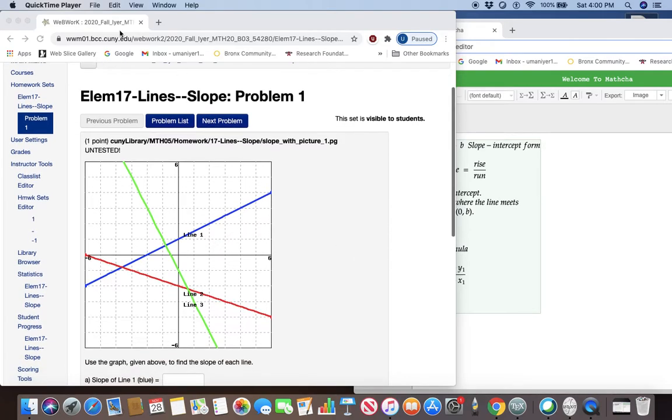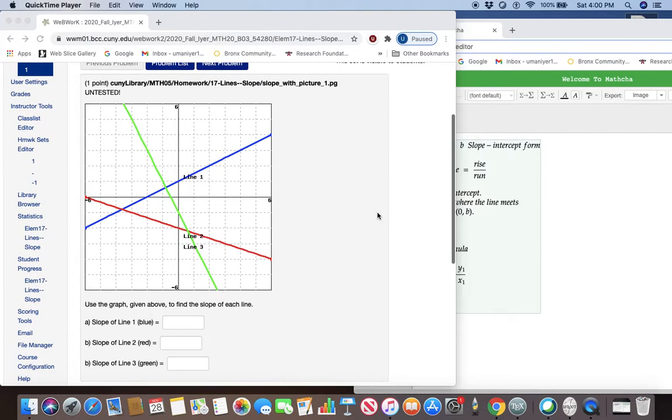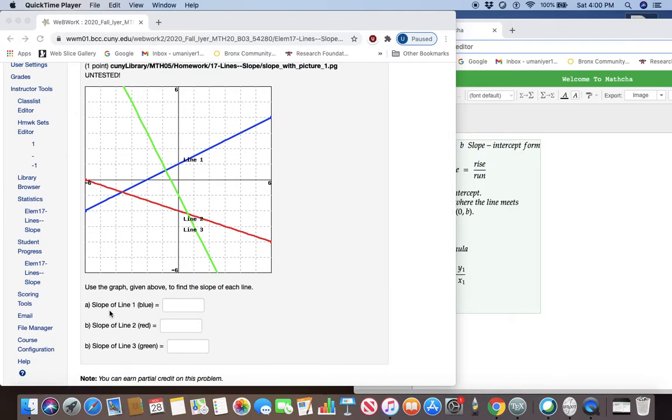Welcome back. Elementary 17, problem 1. You have 3 lines, green line, blue line, red line. You are asked to find the slope of each line. Slope of line 1, which is the blue line.